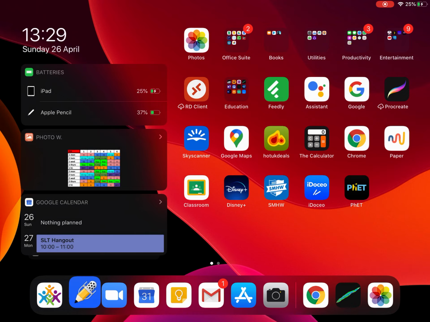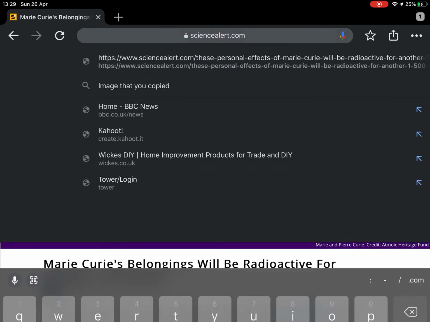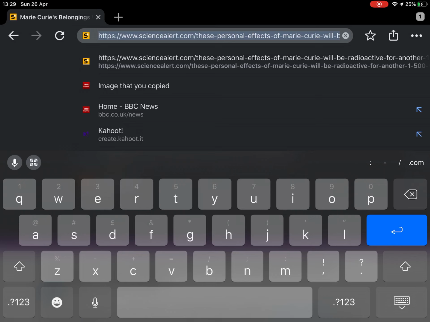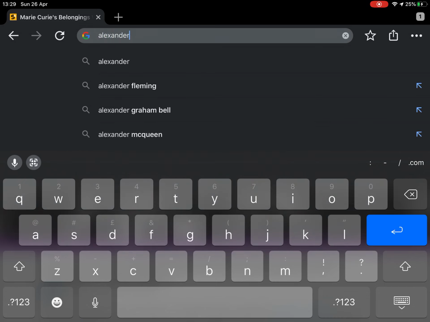Now, there is a really famous example of this. Probably about 12 years ago, maybe longer. A Russian ex-KGB agent called Alexander Litvinenko.